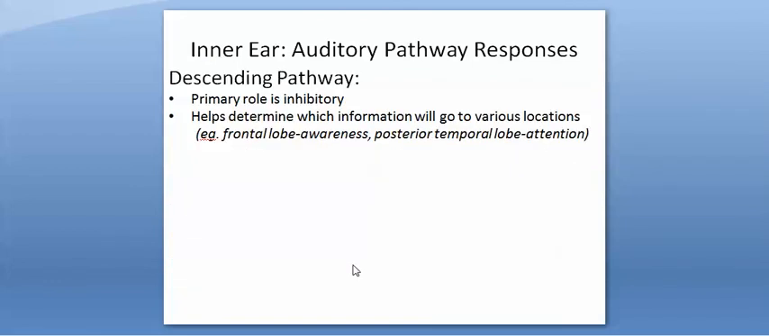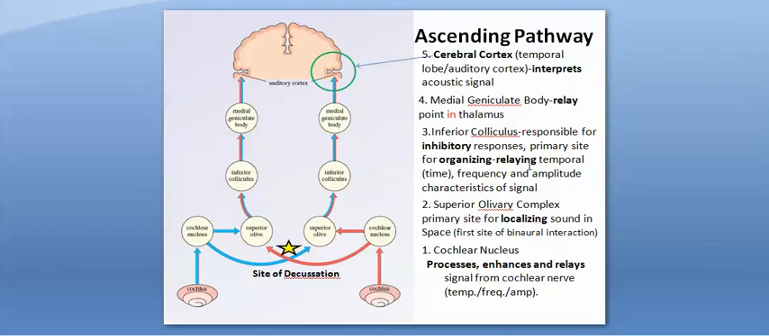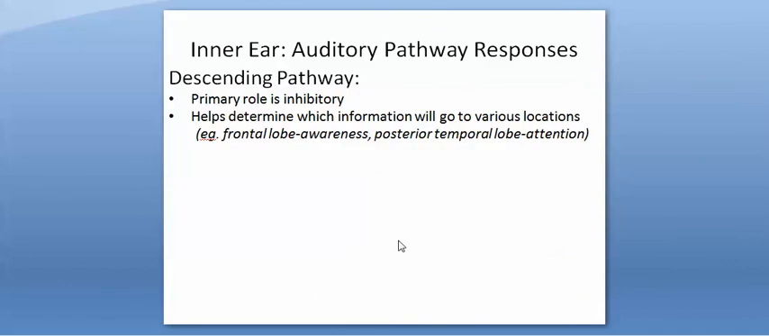All right, and then I'm just going to spend a little bit of time talking about the descending pathway. If you remember, if we go back up to the inferior colliculi, it plays a role with this descending pathway. Descending means it's information moving away from the brain and spinal cord. Ascending is sensory information heading in, descending is efferent motor information heading out.